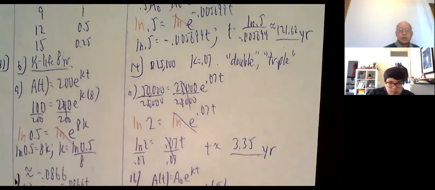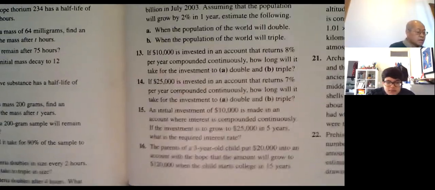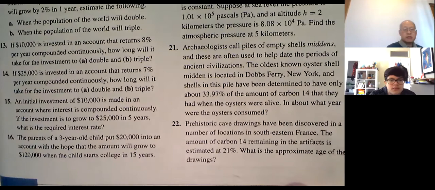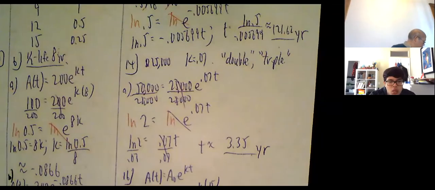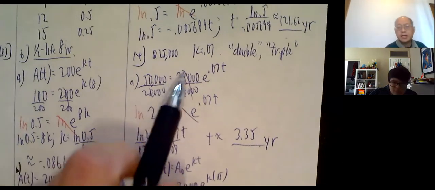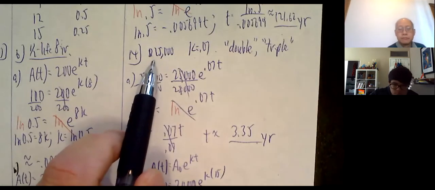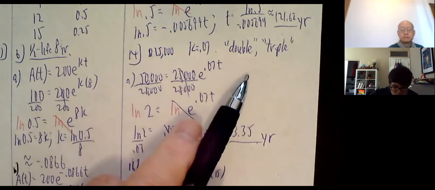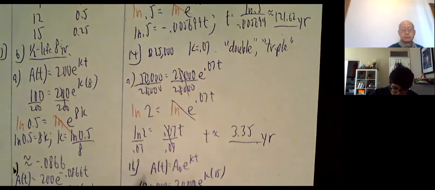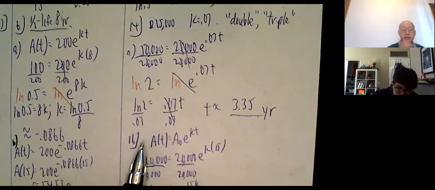Okay, 25,000. The interest rate was 0.07, 7% per year compounded continuously. Okay. So I'm going to make a note to myself. All right, so first it says double. I want 50,000. Triple, 75,000. Right? So 50,000 and 75,000.